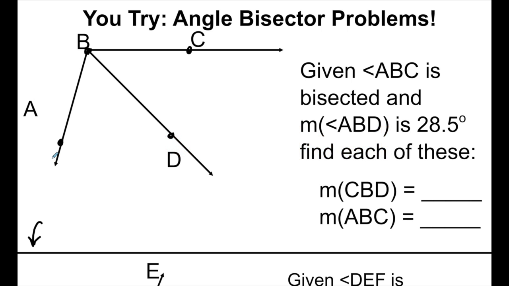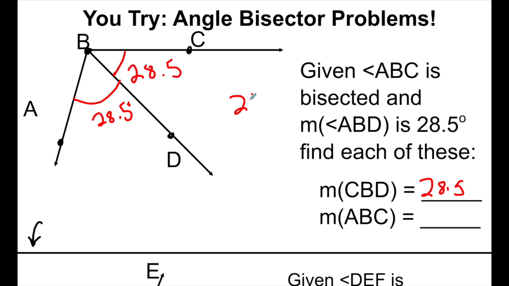All right, so here's what we know. I know that ABD is 28.5 degrees, and I need to find CBD. But look, this is bisected, so CBD needs to be 28.5, and ABC, well look, if these are both 28.5, I want to know ABC. I just take 28.5, I add 28.5. And what I get is 57 degrees. Okay? So please make sure you understand that. Rewind if needed, and then in a couple seconds I will move on.